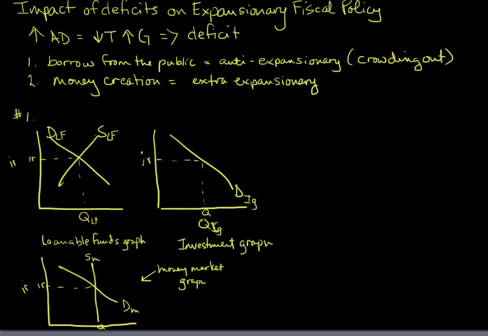So now, let me change colors real quick. If government is going to be an additional borrower because it's running deficits, that's going to increase the demand for loanable funds. And when the demand for loanable funds increases, we get an increase in interest rates. When interest rates rise, the level of investment decreases. And again, investment is a component of aggregate demand. So this then impacts our aggregate supply and demand graph.